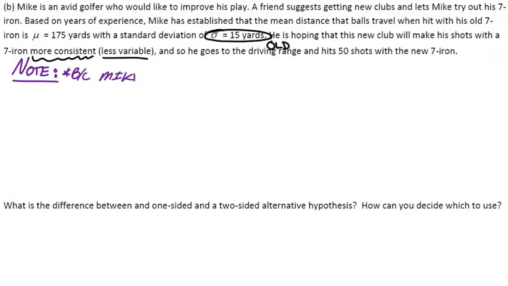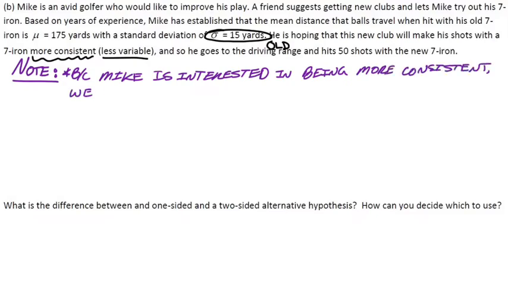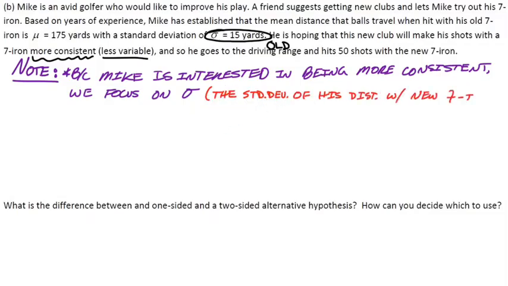So one note I want to make, why are we focusing on standard deviation in this case? Because Mike is interested in being more consistent, so that's why we're going to focus on the true standard deviation of his distances with the new 7-iron. If Mike were to somehow become all over the place with his shot and have a huge standard deviation, that club would definitely be no good to him.